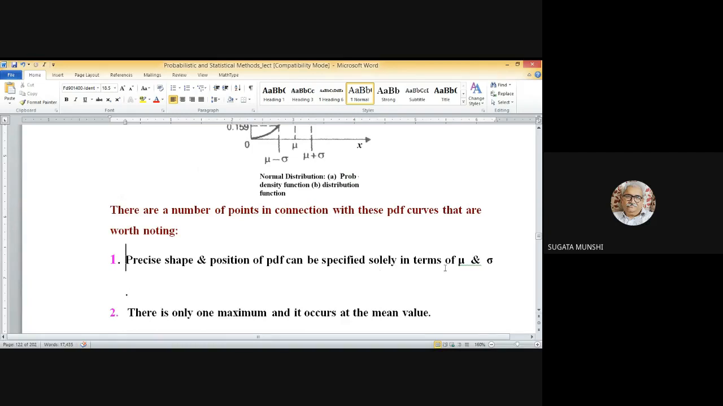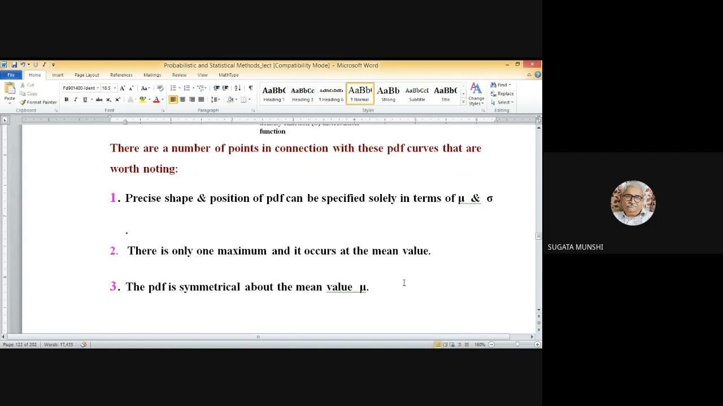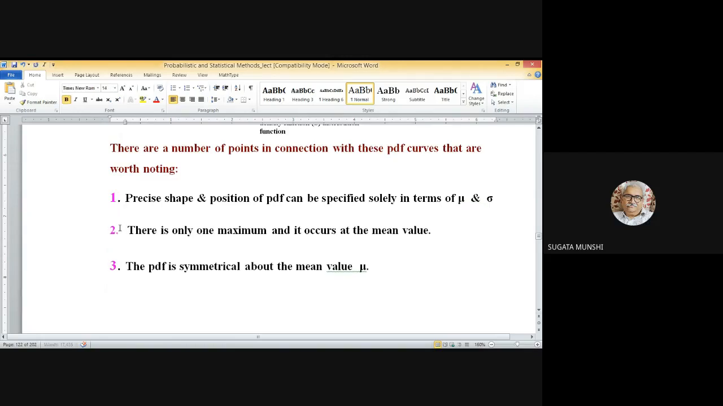The location is determined by mu, and the height of the density function and the spread or width of the density function are determined by sigma. There is only one maximum and it occurs at the mean value. That means small fx is symmetric about the mean value, the expectation.